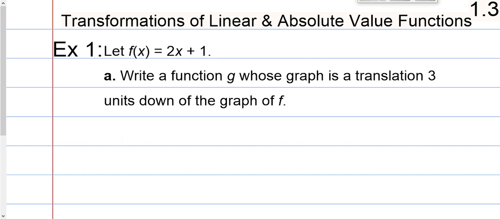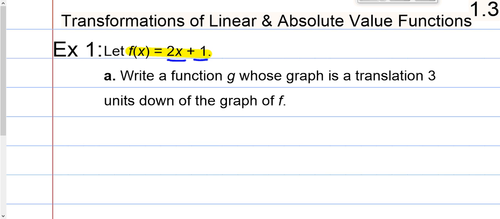It says let f of x equal 2x plus 1. Well, I've got a couple of things going on there. I've got a 2 in front of the x and then plus 1. So this says write a function g whose graph is a translation 3 units down of the graph of f. Well, that means I'm not starting with my parent function here. I'm starting with f of x.